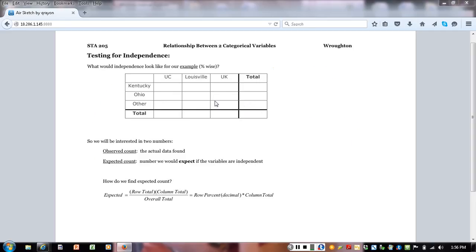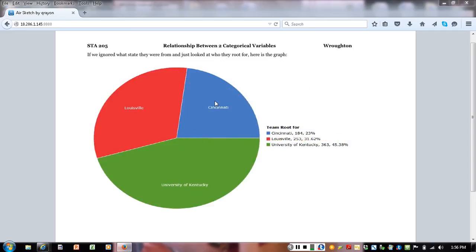Well, where you actually see those numbers is in our very first pie chart. And here what we're looking at is just looking at who they root for. So if we're looking at independence, we're really just looking at this graph. Which state you're from has no impact, so we can ignore which state you're from, and we just have this graph instead.